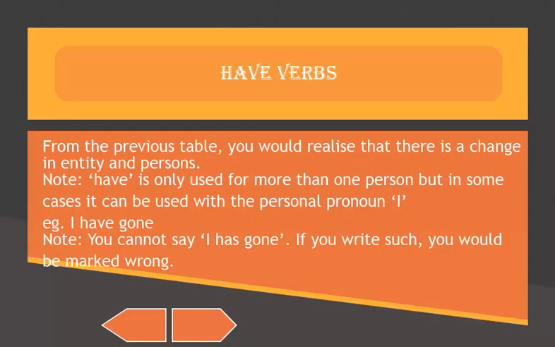From the previous table, you would realize that there is a change in entity and persons. Note, have is only used for more than one person, but in some cases it can be used with the personal pronoun I. For example, I have gone. Note, you cannot say I has gone. If you write such, you would be marked wrong.